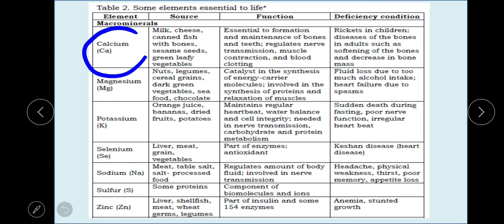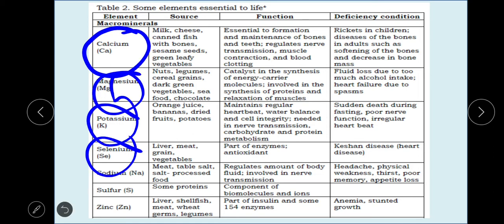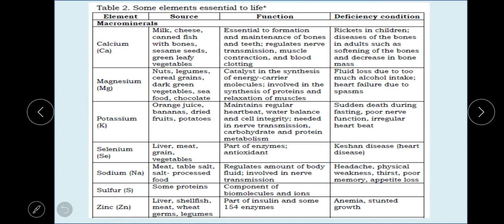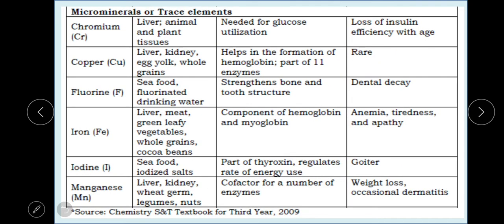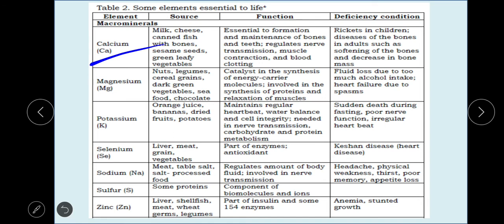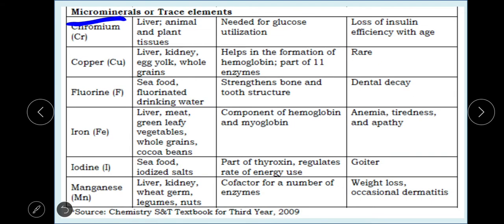You have here the minerals and the deficiencies or diseases that can be cured or helped to be cured by these minerals. Okay. Another one is this. We have the micro minerals or trace elements. Small means micro, small. Micro minerals. You can also check this table in your learner's material in grade 7.